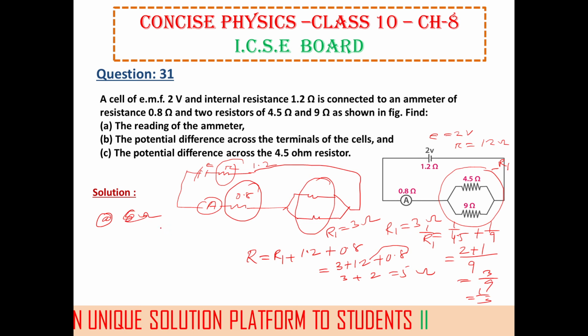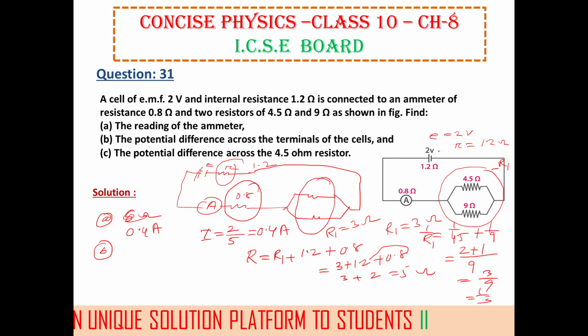So the current flow is I equal to e.m.f. 2 volt by 5. So that is coming 0.4 ampere. So the answer is 0.4 ampere. So current flowing through the circuit, that is the reading of the ammeter, is 0.4 ampere. Because voltage is 2 volt and the resistance of the circuit is coming 5 ohm. So the current flow is 0.4 ampere.